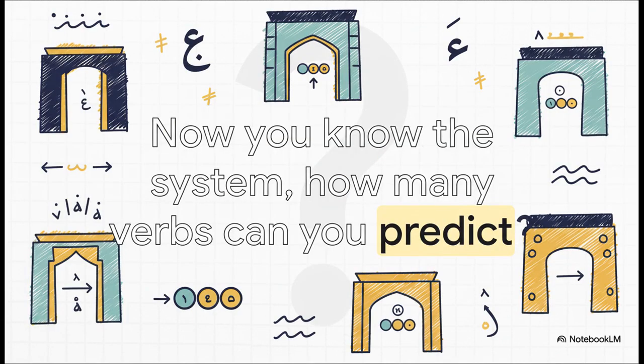And there you have it. What started out as this random, really frustrating puzzle is actually a logical, predictable, and, dare I say, beautiful system. By understanding these 6 gates, these 6 abwab, you've gone from guessing to knowing. So the real question now is, how many hundreds or even thousands of verbs did this one little concept just unlock for you?